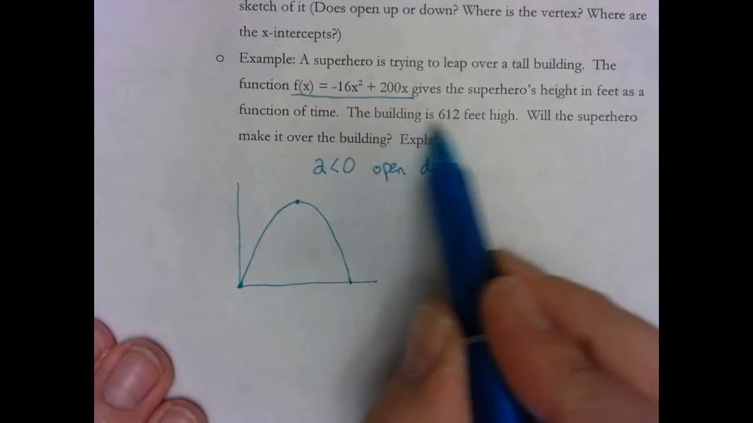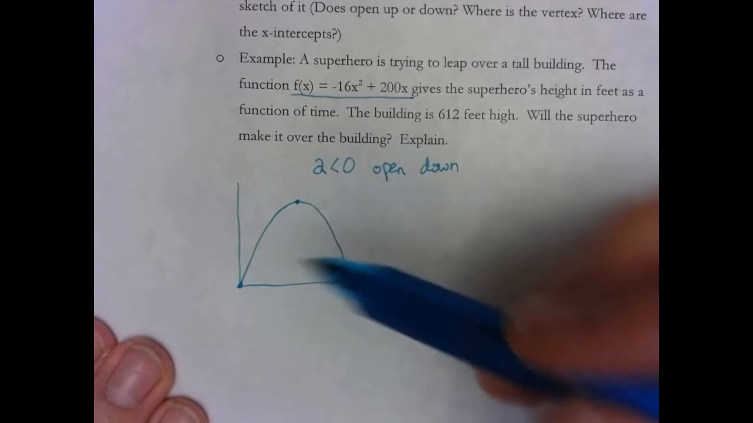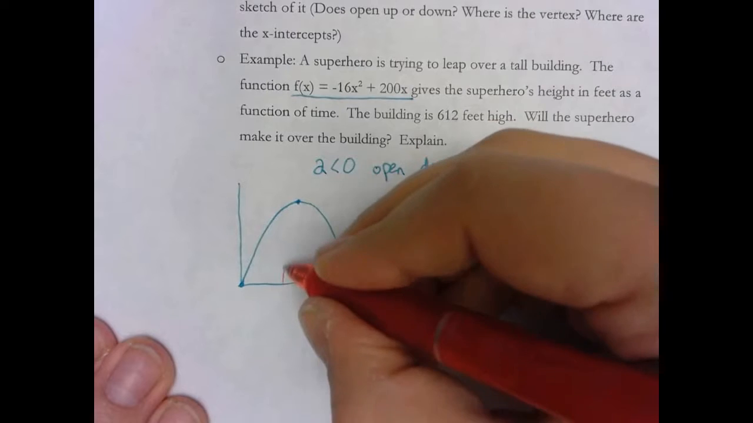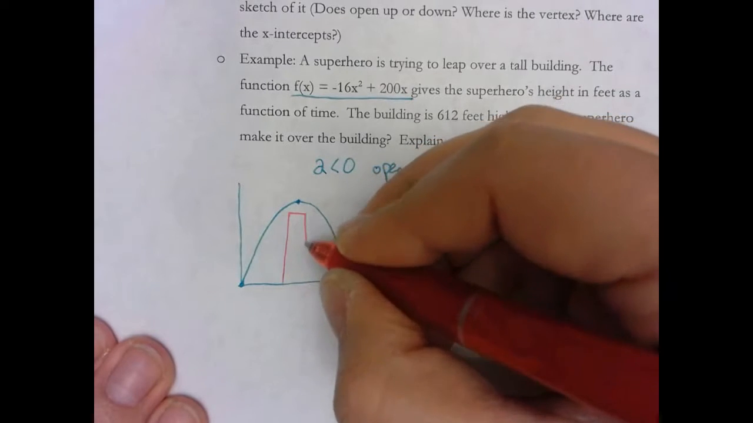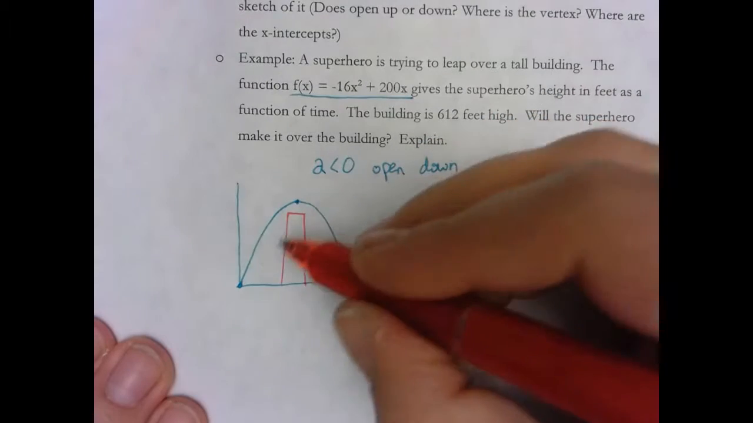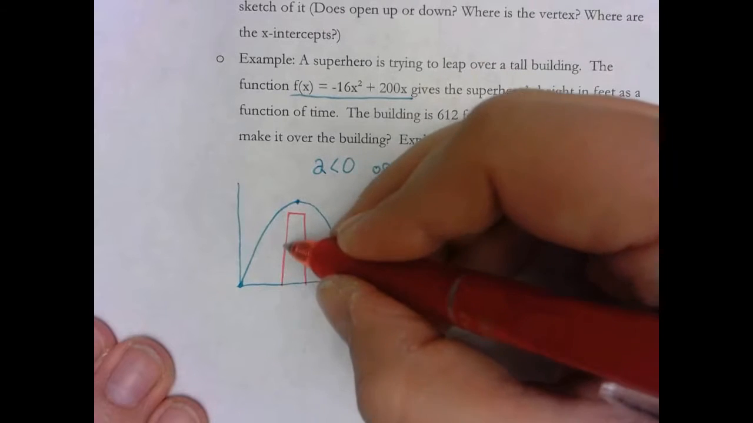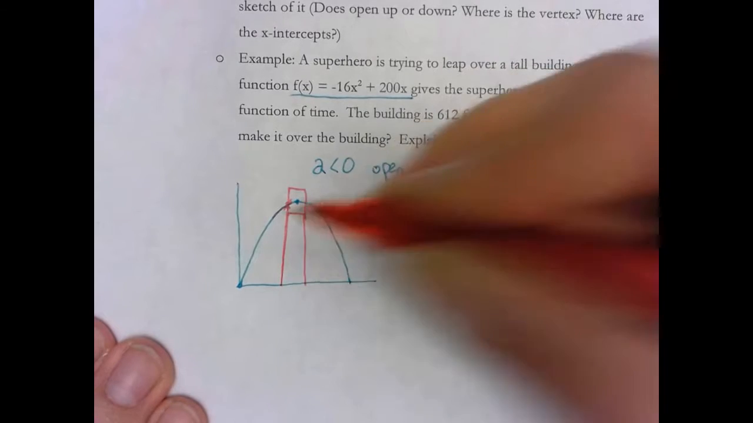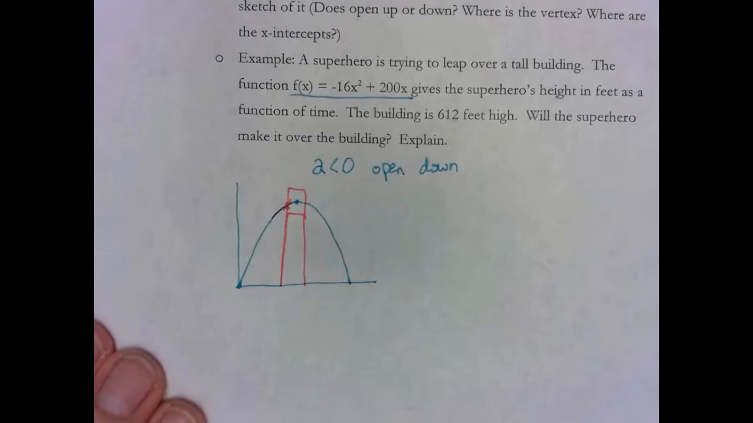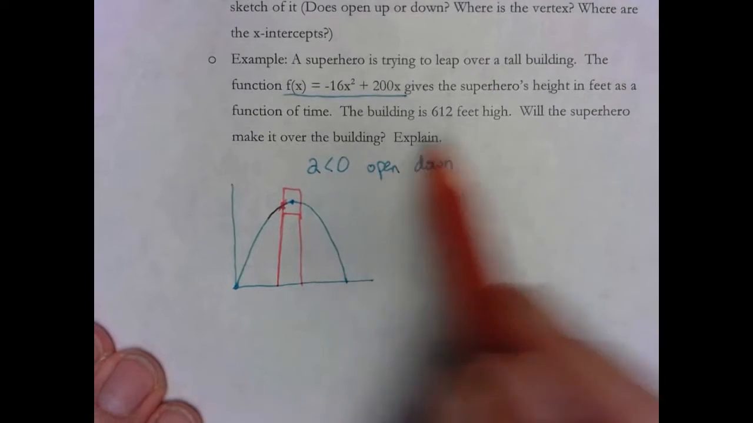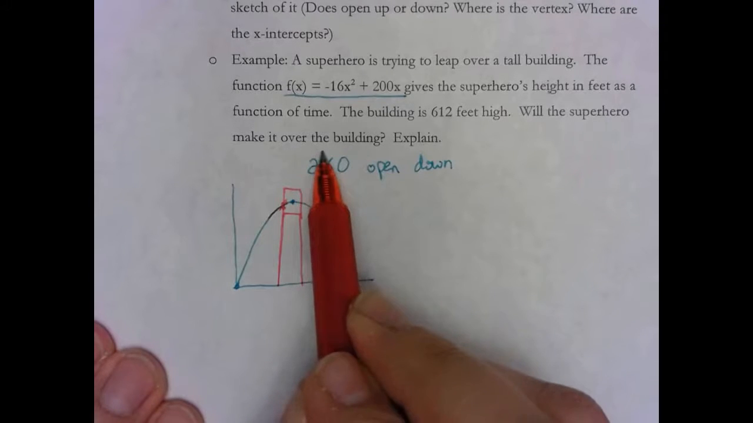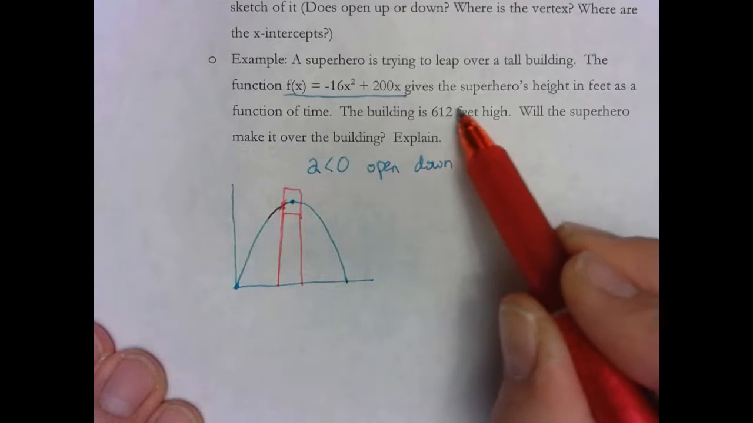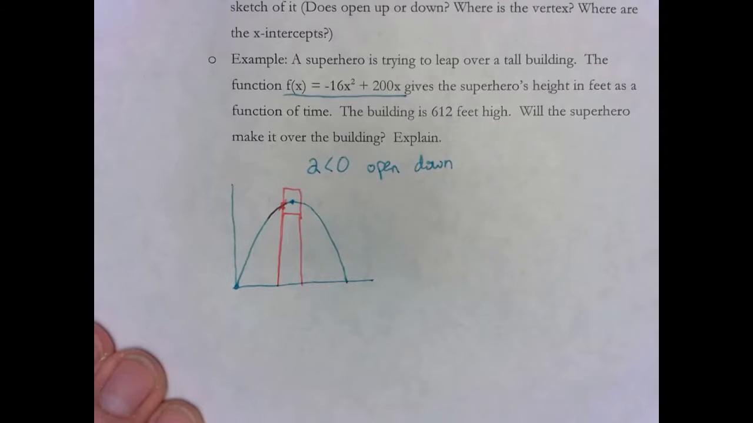Well, here's the thing. We have a building that's 612 feet high. Our hope is that the building looks like this. We're hoping that the building fits under the vertex, right? Because then he can clear it. But if the building is taller than the vertex, he's going to go splat and jump into the side of the building. We don't want that. So when it asks us, will he make it over the building? They're really asking us, is the vertex above or below 612 feet high?